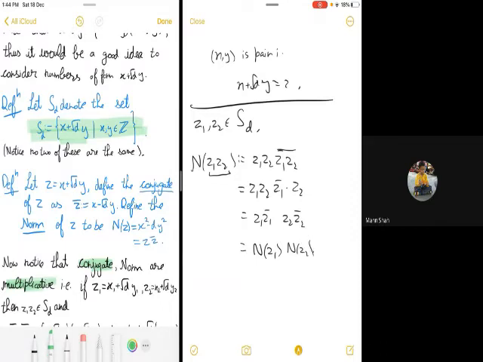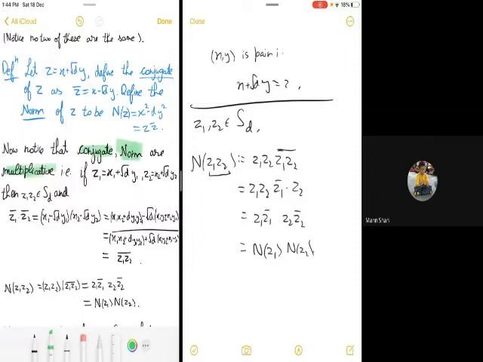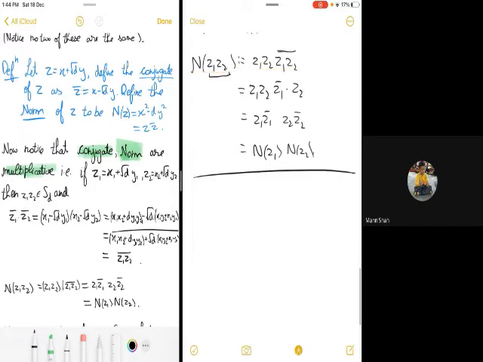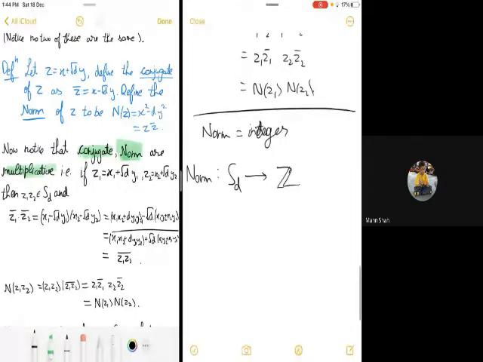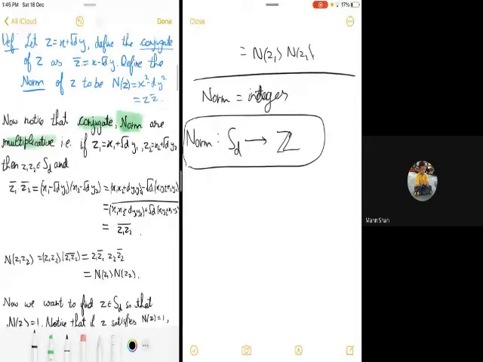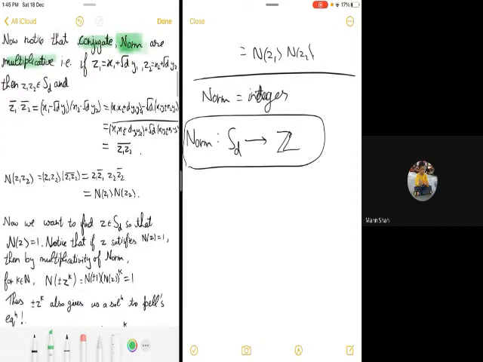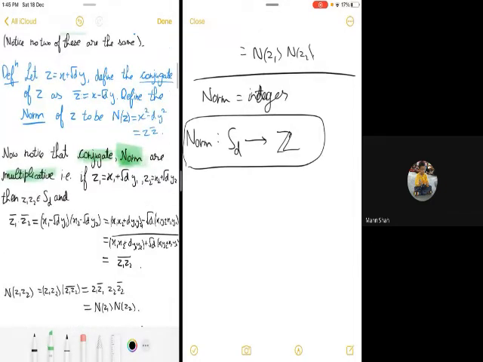So we get this norm property. Also notice that conjugation was a map from S_d to S_d. However, the norm is an integer, so the norm maps S_d to Z. Okay, so we have that norm is also multiplicative just because conjugation is multiplicative. So any questions until now?